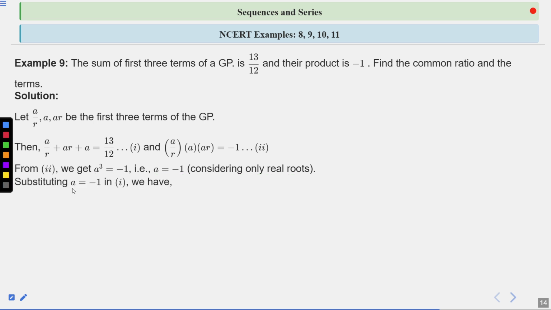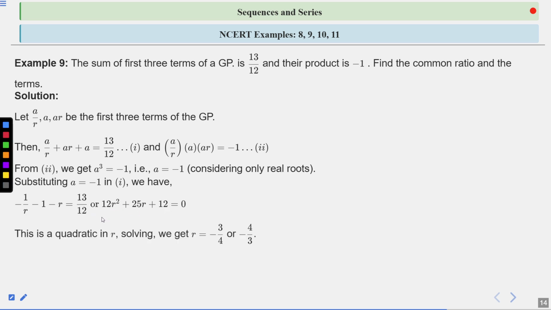Now substitute A equals -1 in any of the equations. We are using equation 1. We have -1 by R minus 1 minus R equals 13 by 12. Just cross multiply and transfer all the terms to the left hand side. We get a quadratic equation in terms of R: 12R square plus 25R plus 12 equals 0. Simple. Now just solve for R.